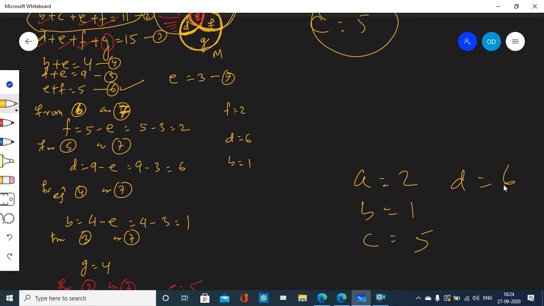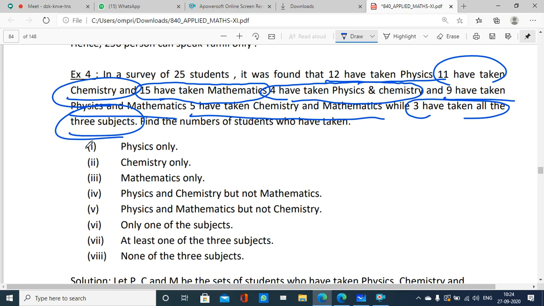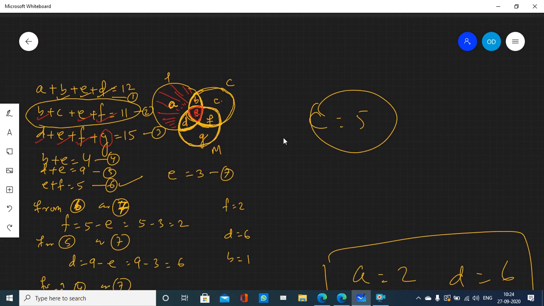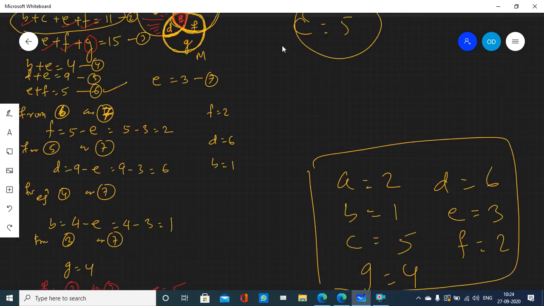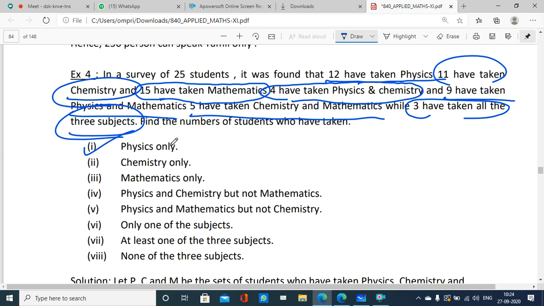Okay. D is 6, E is 3, F is 2, G is 4, right? Did everyone get all the values? Okay. Finally, we only have to write the answer. The number of people who study physics only. Which people study physics only? A, right? A is the number of students who study only physics. So the first question's answer is 2, the value of A. Okay. Similarly, chemistry only.